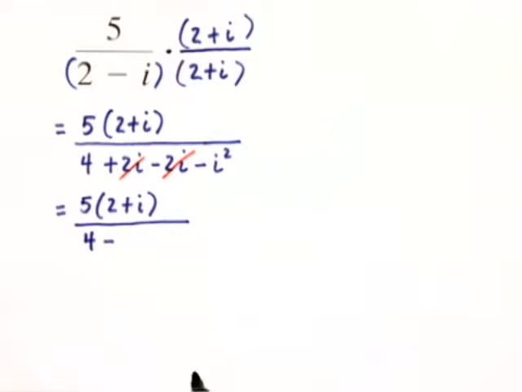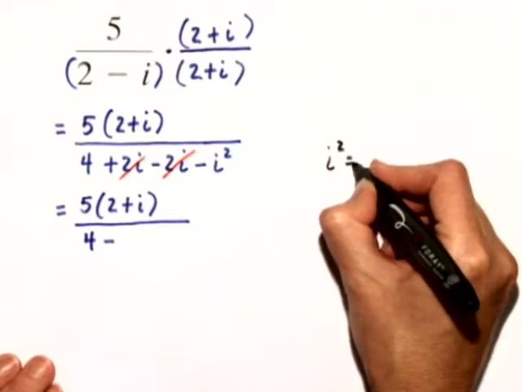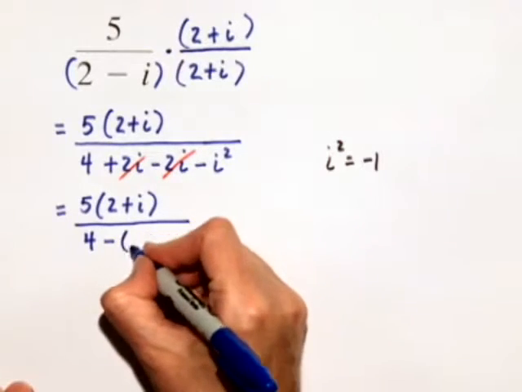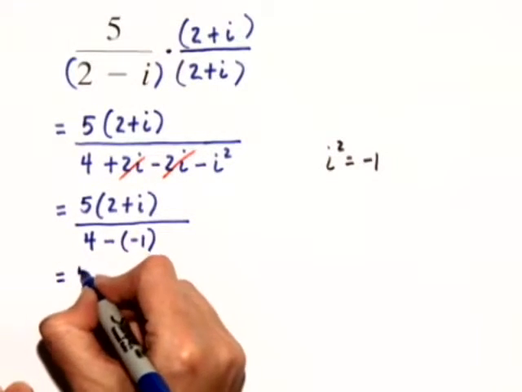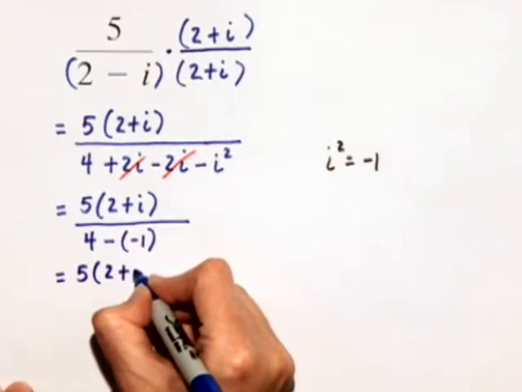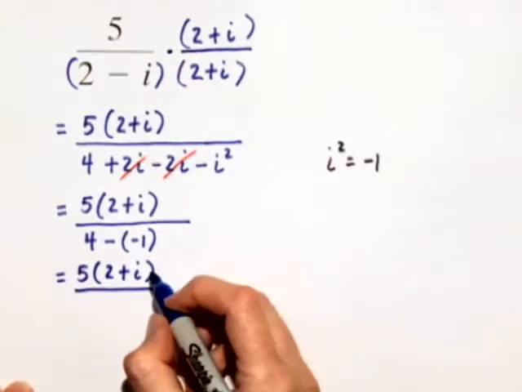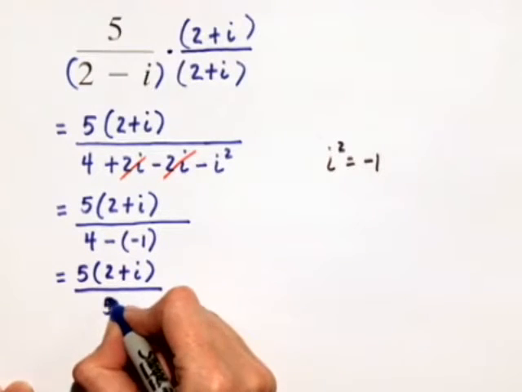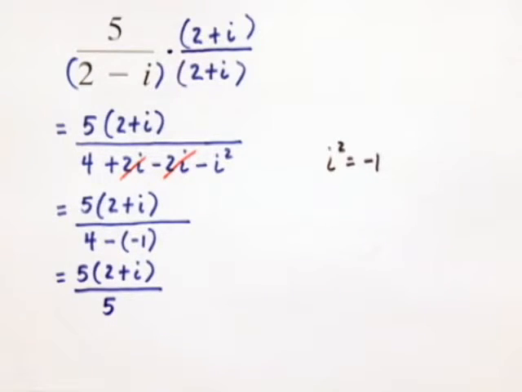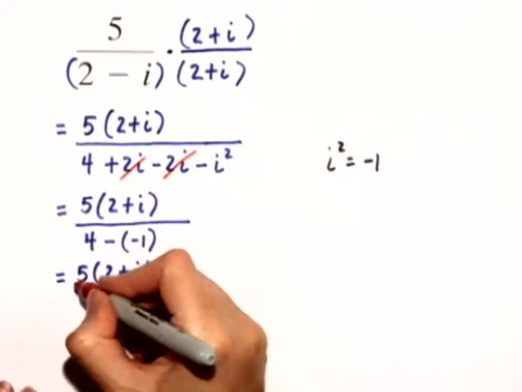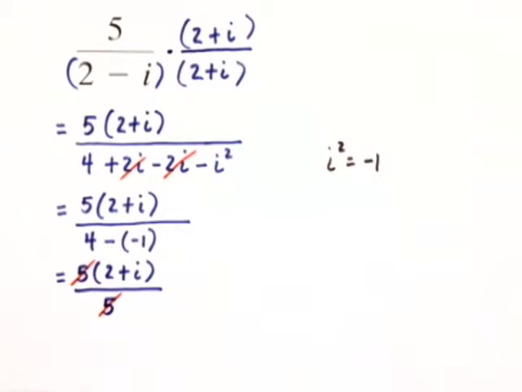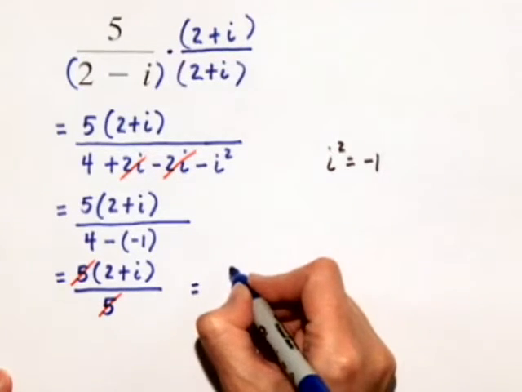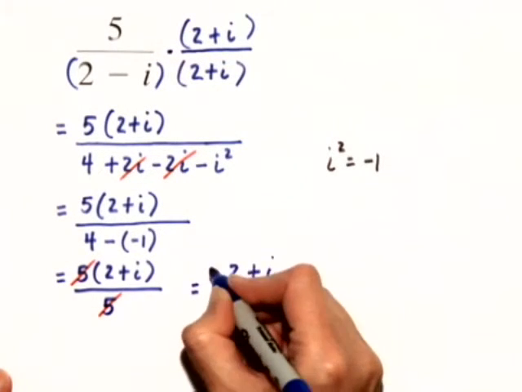Remember what i squared is. i squared is equal to negative 1. So we're going to substitute negative 1 for i squared. So we have 5 times the quantity 2 plus i over 4 minus negative 1 really becomes 4 plus 1, or 5. And it was nice that I kept the numerator factored, because now we can divide out these like factors of 5, and we can write the final answer in standard form as 2 plus i.